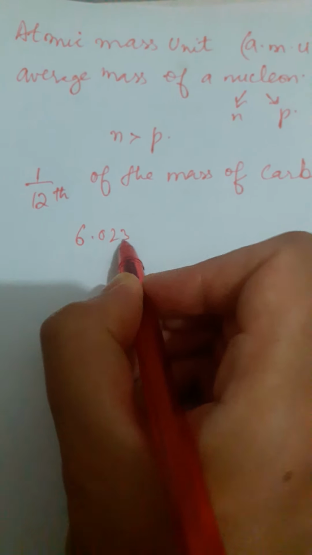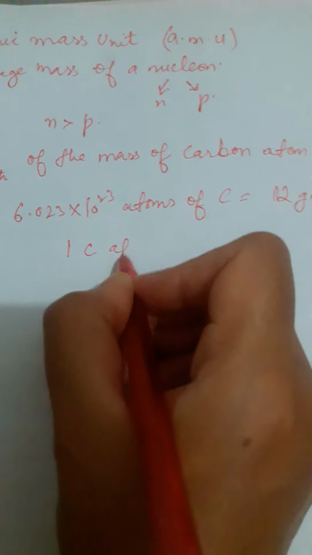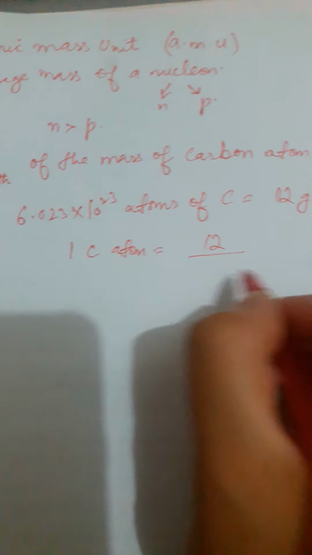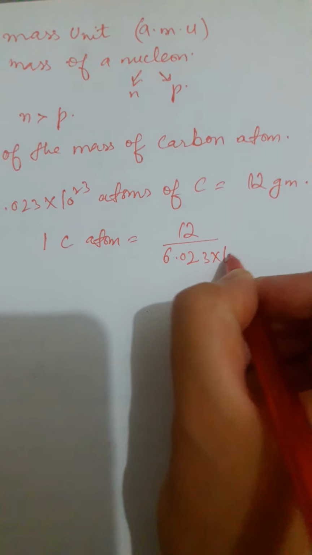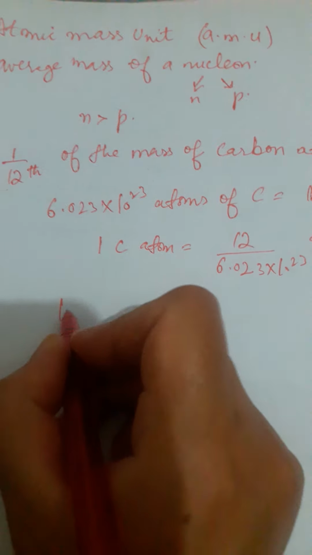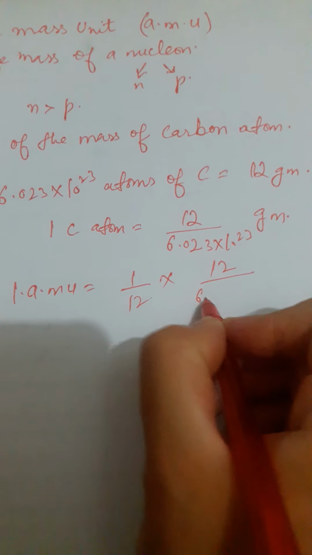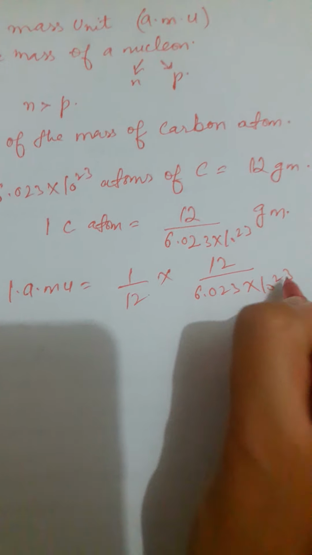Now we know that in terms of Avogadro's number, 6.023 into 10 to the power 23 atoms of carbon have a mass equal to 12 gram. We know that atomic mass of carbon is 12. So these many atoms of carbon weigh 12 gram. So one carbon atom weighs obviously 12 divided by this, and one atomic mass unit by definition is 1/12. That means it is 1/12 of this 12 by 6.023 into 10 to the power 23 gram.